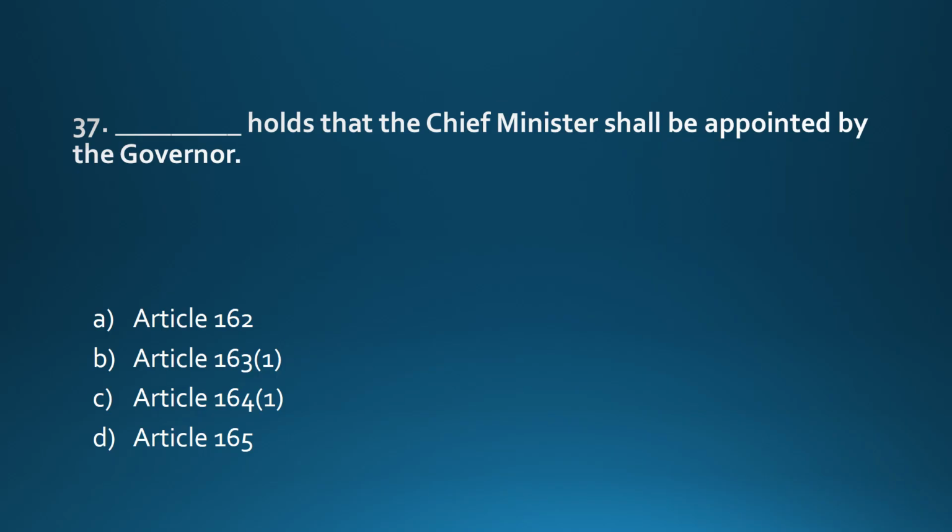Question number 37. Dash holds that the chief minister shall be appointed by the governor. Option A, Article 162. Option B, Article 163 1. Option C, Article 164 1. Option D, Article 165. Correct answer is option C, Article 164 1.